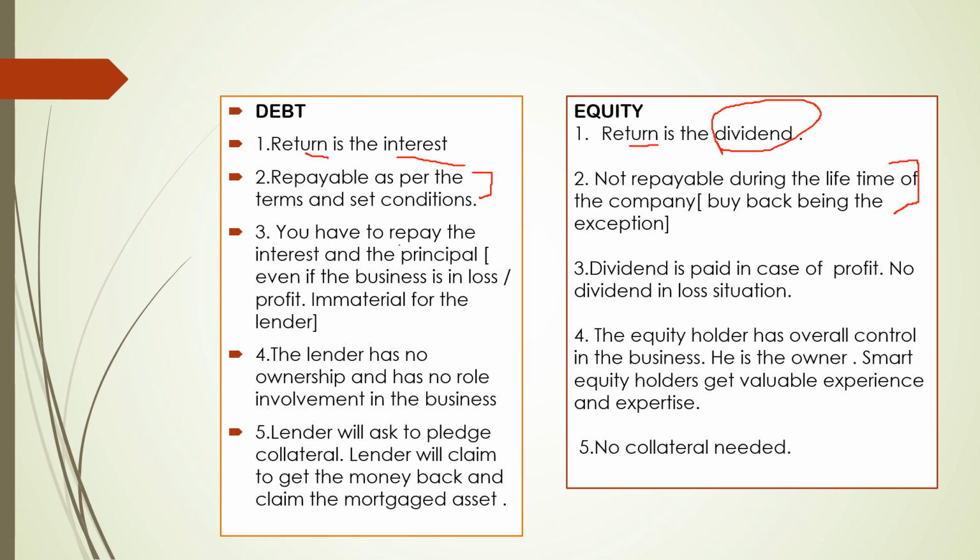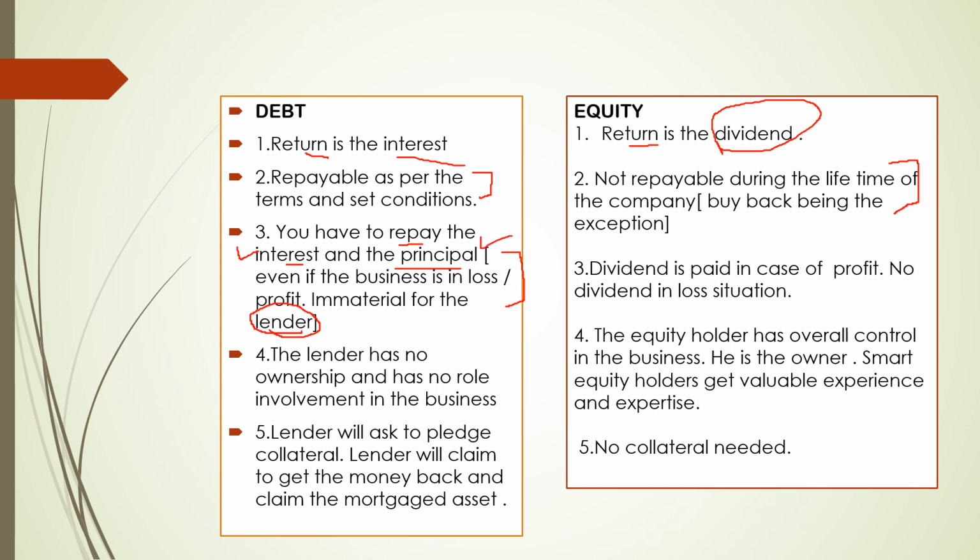The third point is that you have to repay the interest. You also have to repay the principal whether the business is in loss or in profit. It is immaterial to the lender. The lender is least concerned whether your business is flourishing or in loss. He is not bothered. He is just bothered with the amount of interest he is going to get monthly, and of course his principal is very safe.